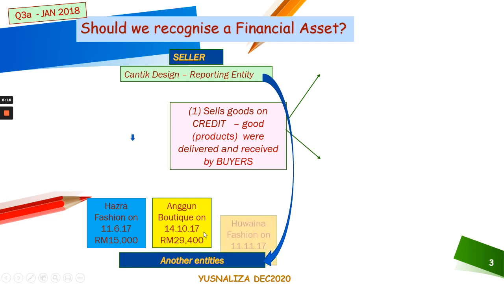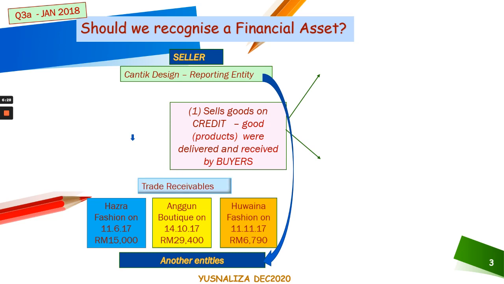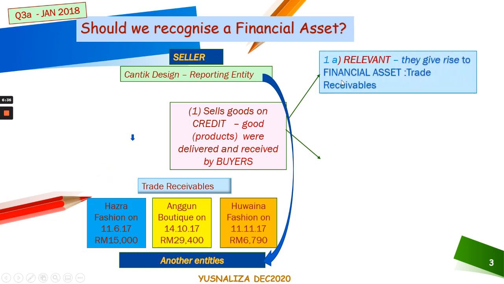And the last one is Wainah Fashion that took place on the 11th of November for 6,790. So we'll see how we calculate that, but that was net of trade discount. And these three entities are called trade receivable. And as you know, trade receivable is actually a transaction which is giving rise to a financial asset.